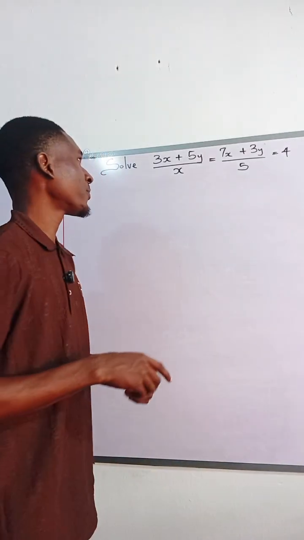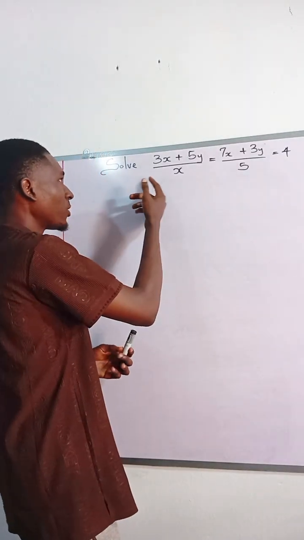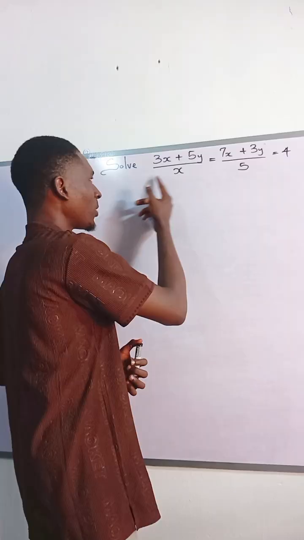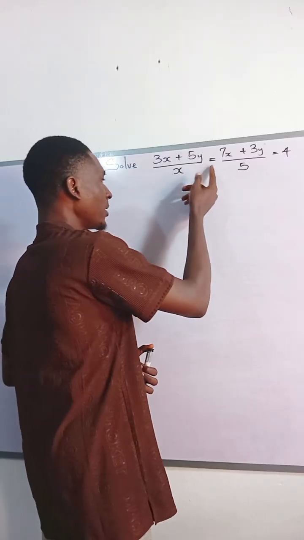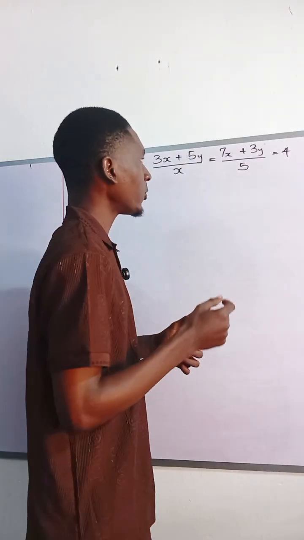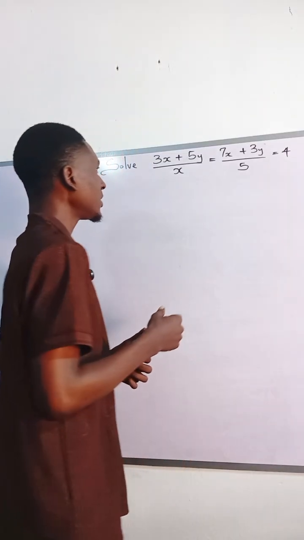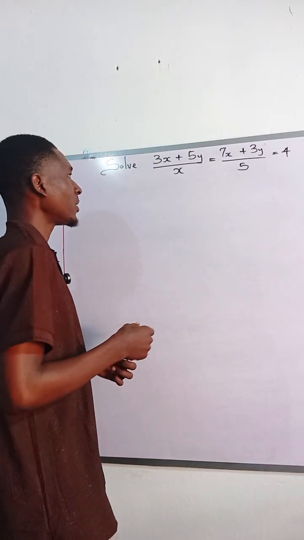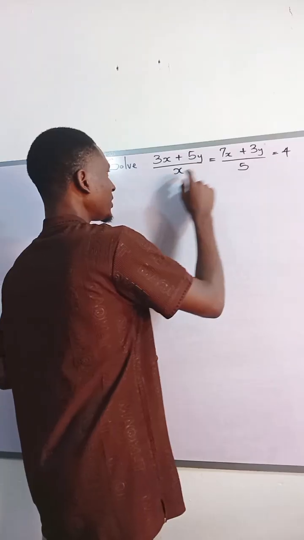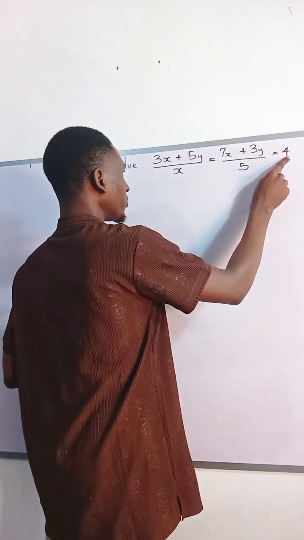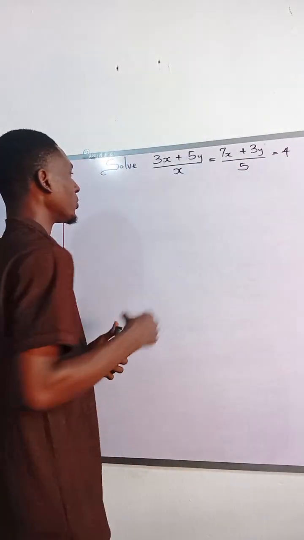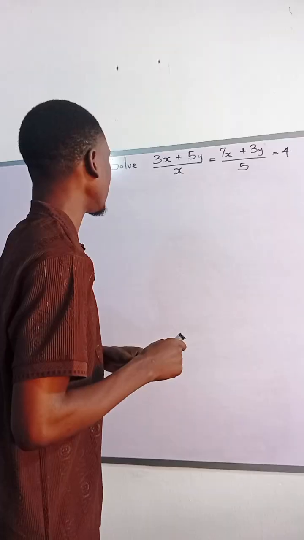A quick one over here. We have to solve (3x + 5y)/x = (7x + 3y)/5 = 4. So this is a simultaneous equation. They are trying to tell you that both this and this are equal to 4. The three expressions are equal.